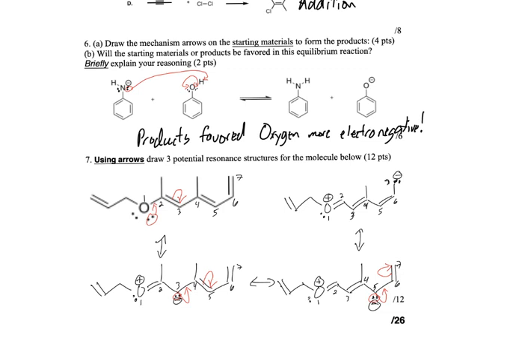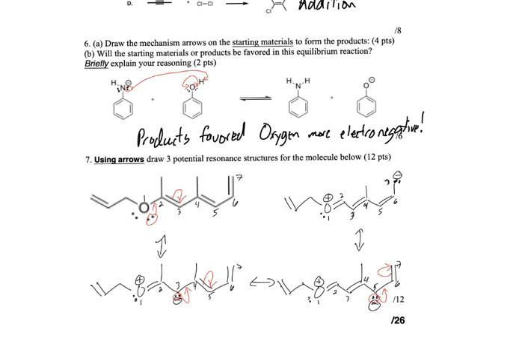And which is going to be favored? So the products are favored because oxygen's more electronegative. This negative nitrogen could do resonance, and so could this. But there's no difference there in the resonance. So you could look at the oxygen being more electronegative, more stable, or you could have drawn resonance and shown that this bond is also more polar and the starting materials are more reactive.